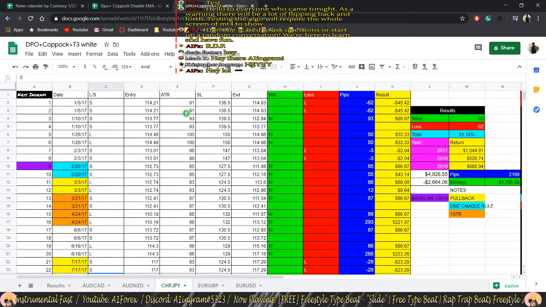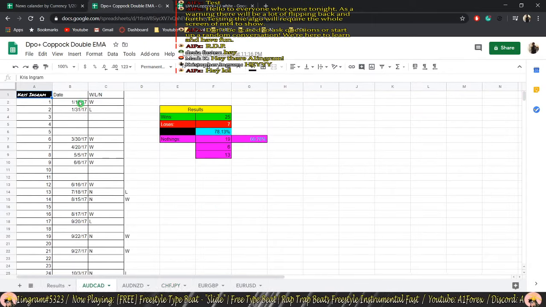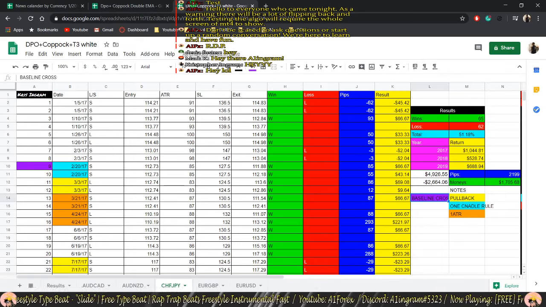So the way that I test baselines is I have this section over here for notes, and I color code each type of trade as I'm taking it. Any trade that's on here is, to me, a regular trade that I would normally take, so I really wouldn't do anything special with those. But for certain differences, like if it's a baseline cross, I'll highlight that in purple. One candle rule, I put that one down. Pullback, I put that one down. One ATR, I put that one down.